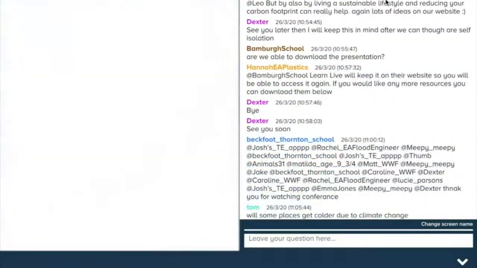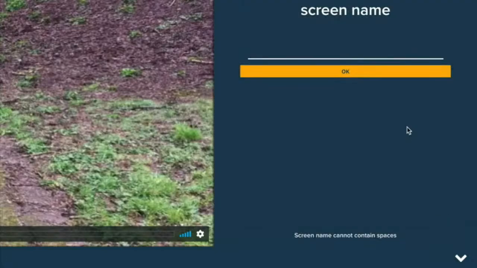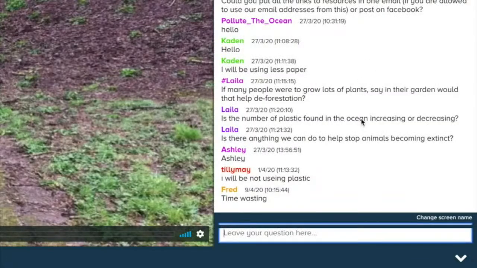Now, this bit is for the parents, guardians and teachers. The best bit about the live chat facility is that it is completely moderated, so you don't need to worry if your young person leaves a silly comment, as it will only show on their screen and no one else's.